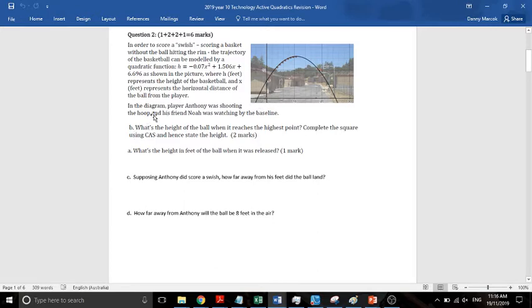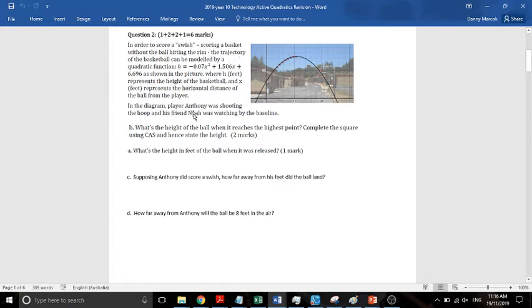So basically we've got our questions here. What's the height of the ball when it reaches the highest point? Complete the square using CAS, state the height. What's the height in feet when the ball is released? Suppose Anthony did score a swish, how far from his feet did it land? And how far from Anthony will the ball be 8 feet in the air?